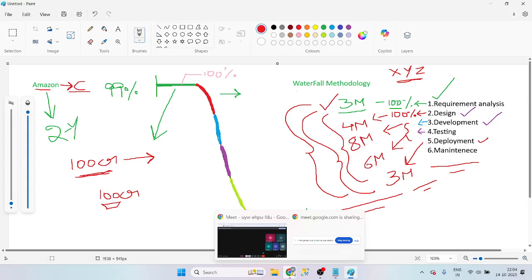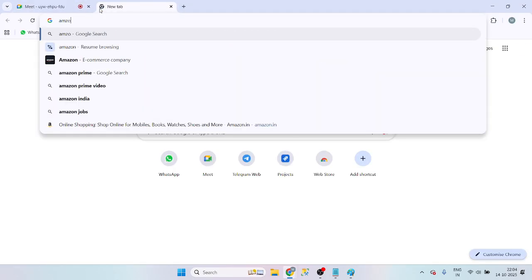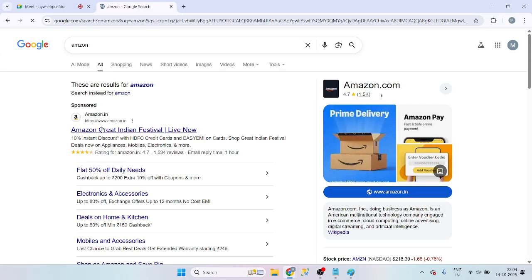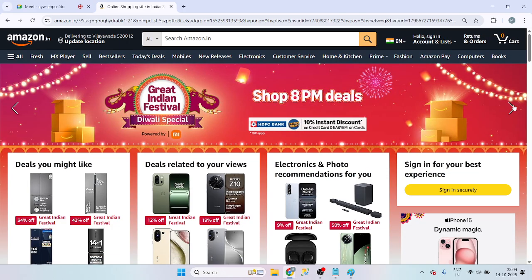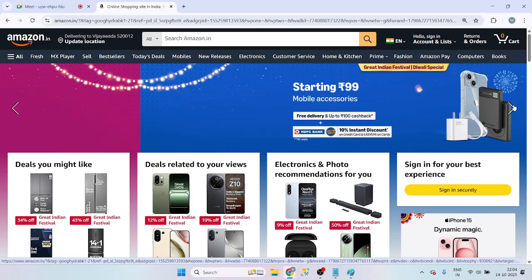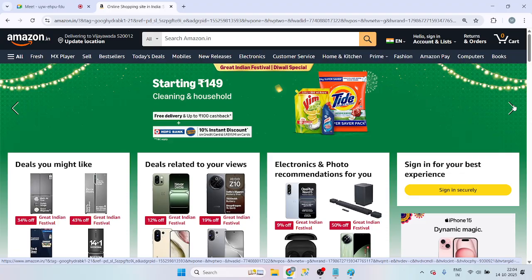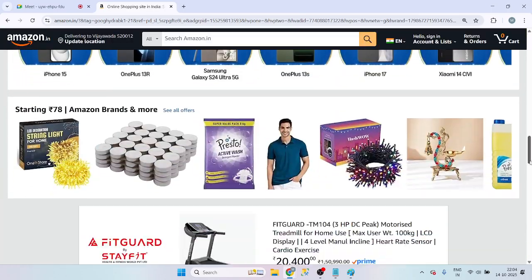Now, what I'm doing, I will consider some heroes and heroines. I'm not sure, but Bollywood actors are giving ads, right? Some people, I don't know their names. I'm from the South, guys. I don't know their names. Some people are giving ads, right?